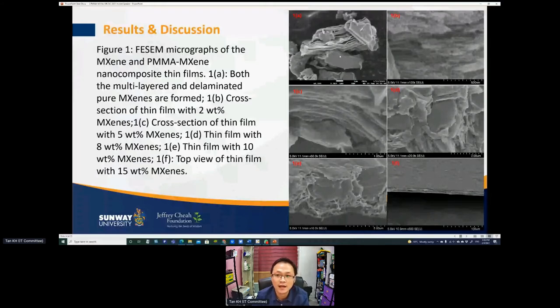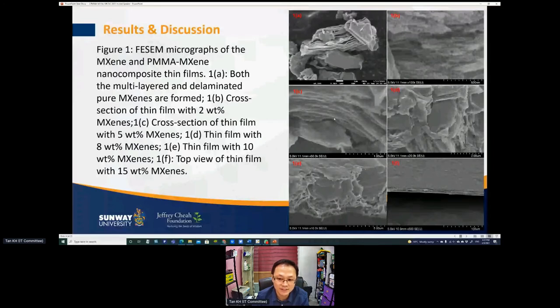All right, and then figure 1B represents the multi-layer MICNC together with the delaminated pure MICNC, surrounded by the PMMA. But the multi-layer structure is not that obvious. Once we increase the weight percentage of the MICNC, which is shown in figure 1C here, the multi-layers look obvious, right?